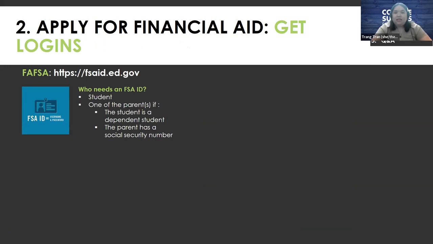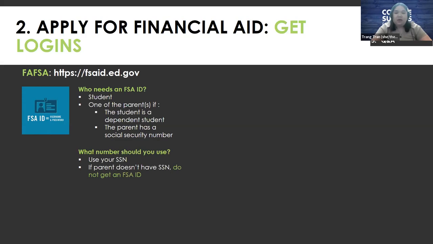So the FSA ID is a username and password that is used to log into the U.S. Department of Ed online systems. And the FSA ID is used as a legal electronic signature that shouldn't be created or used by anyone other than who it belongs to. So students and parents will use their Social Security numbers to create their FSA IDs.